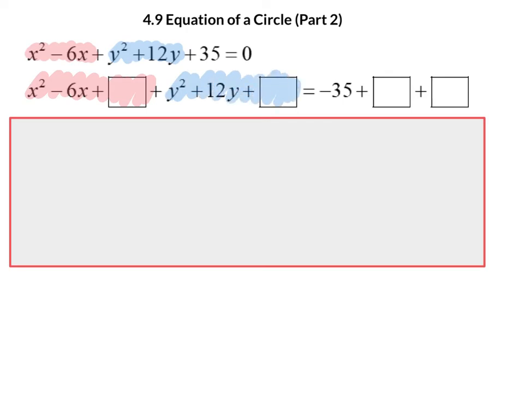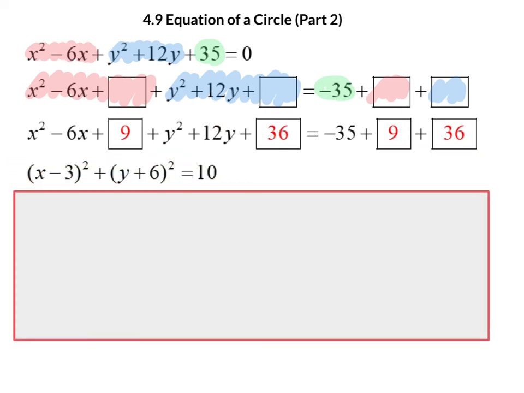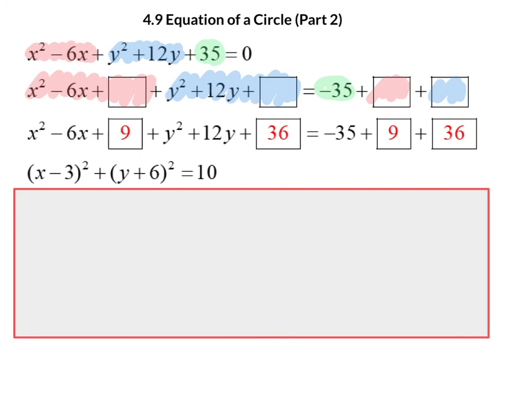And notice what I did with my 35. I just got it to the other side. That's why it's negative. And then I'm going to drop in a number here and a number here. And that's completing the square twice. So you know that half of negative 6 is negative 3, and that squared is 9. Half of 12 is 6, and 6 squared is 36, and I had to add those over here as well. And bingo! What looked to be pretty complex isn't that bad.